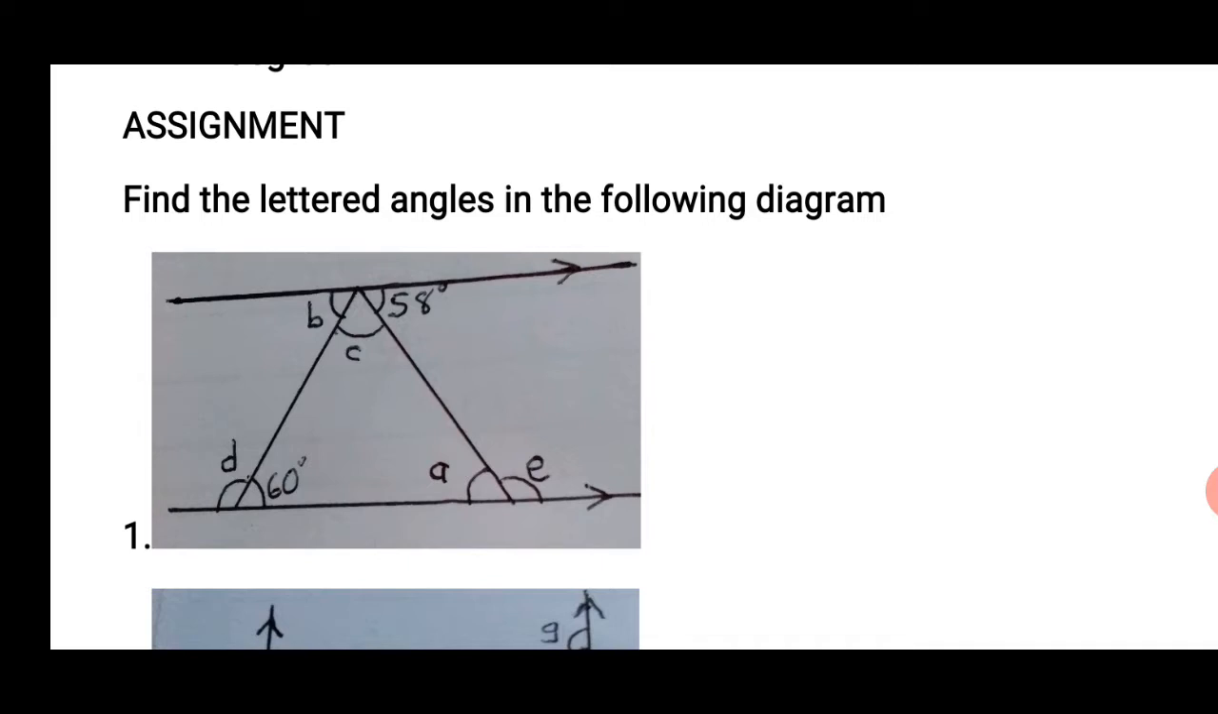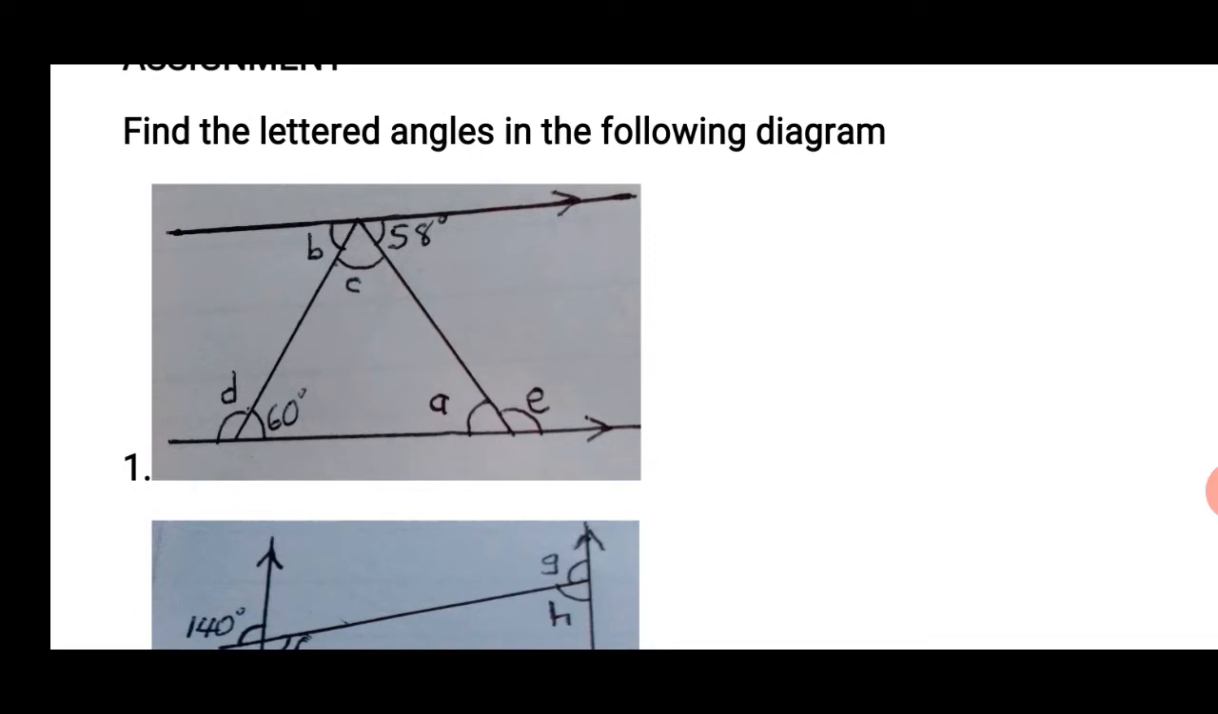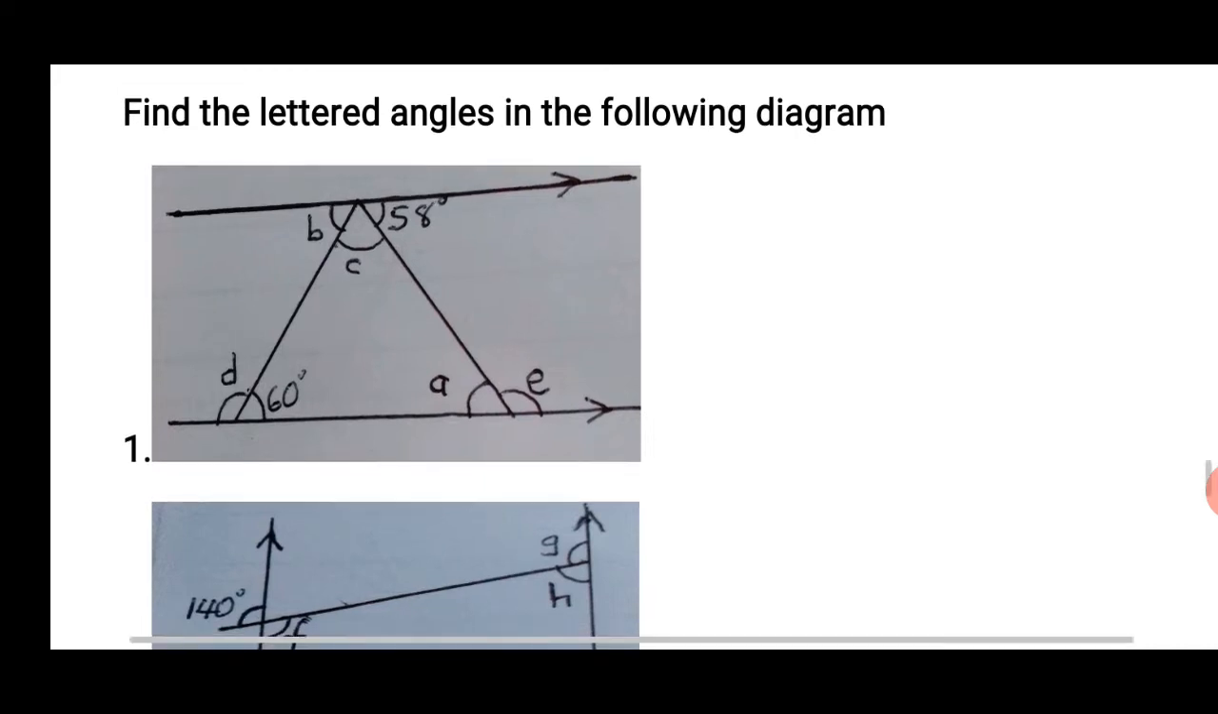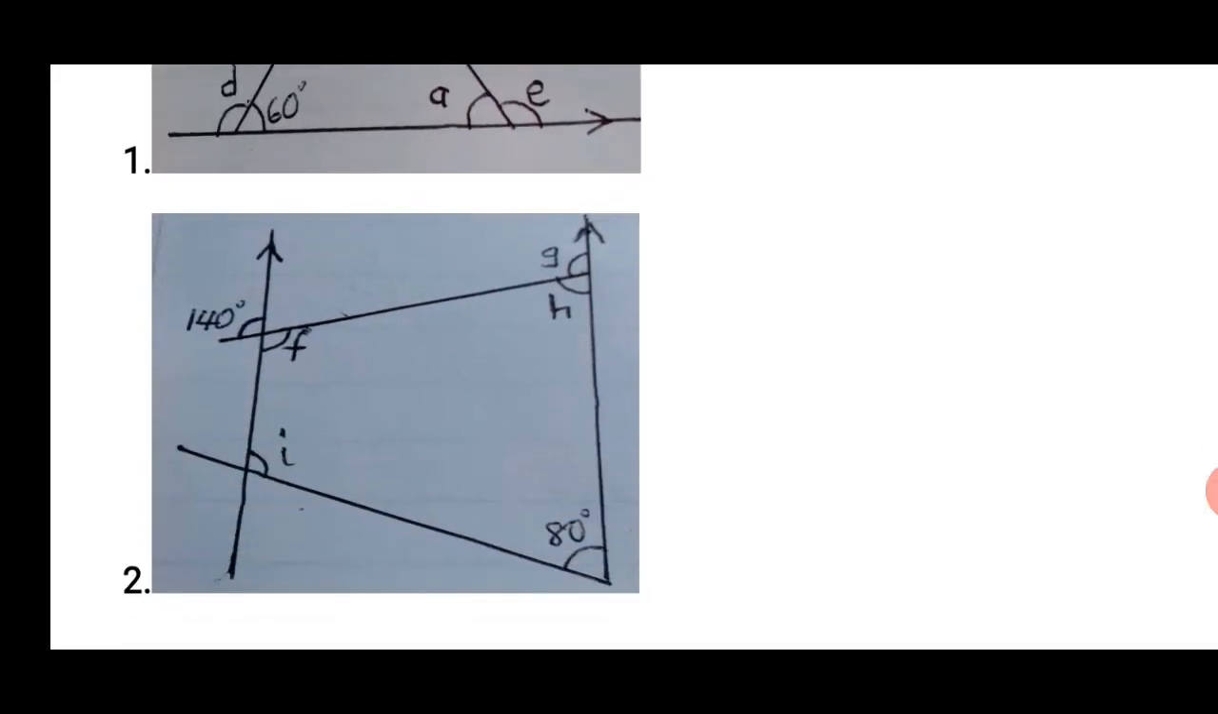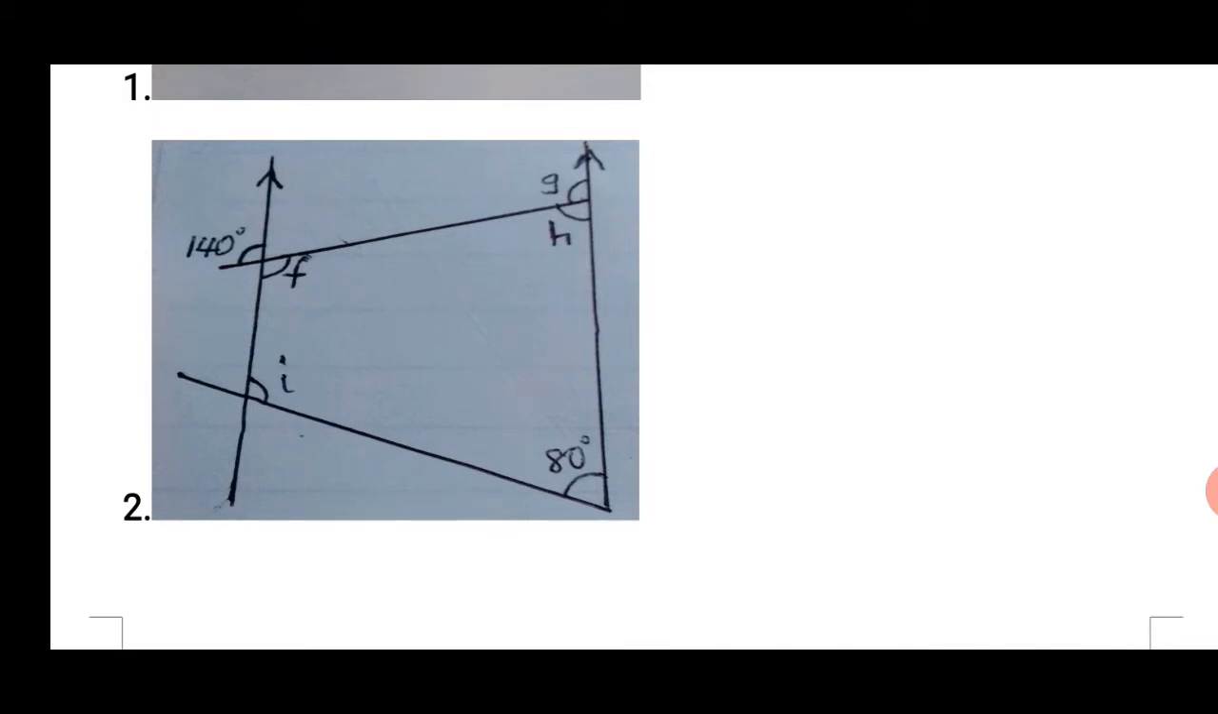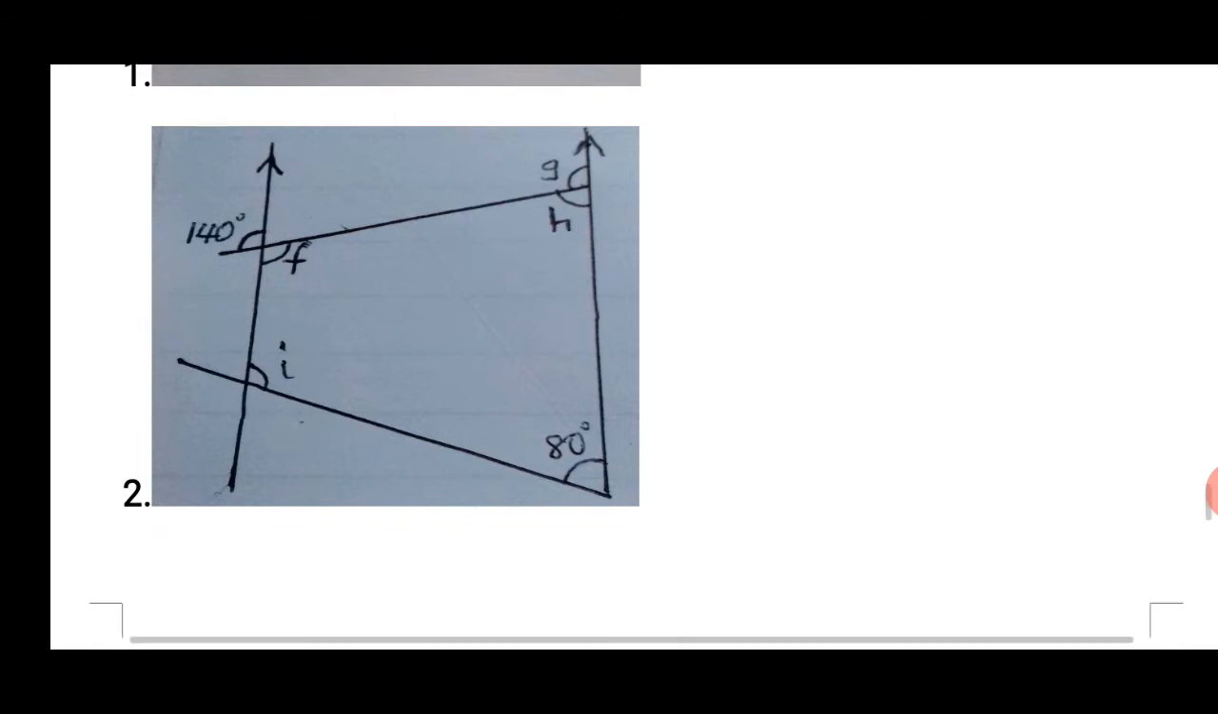You are going to start from any one that is convenient for you, any one that is easy for you to determine using the already known angles. Then you proceed and find the remaining angles. Also in the second diagram, you have to find the lettered angles. You have two parallel lines, then you have transversals crossing them. So we have various types of angles formed. We have F, G, H, I to determine. We have given angles 140 degrees and we also have 80 degrees to find the remaining angles.